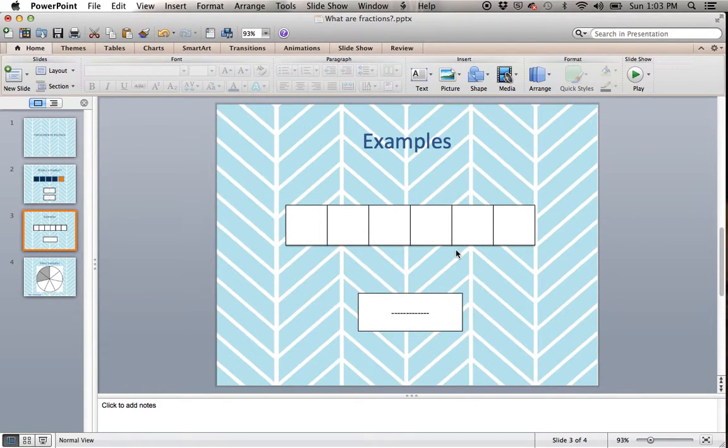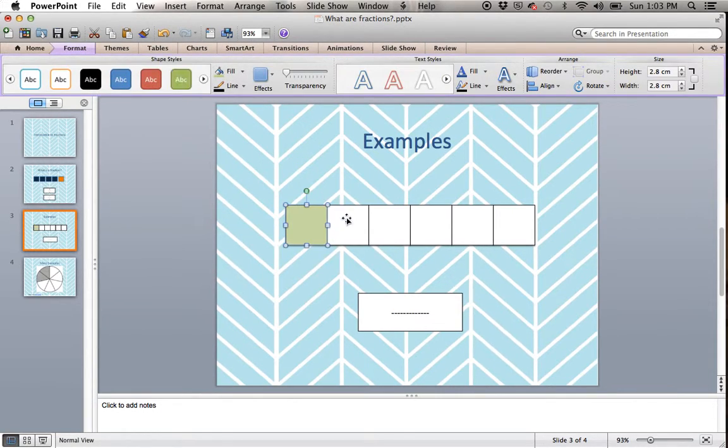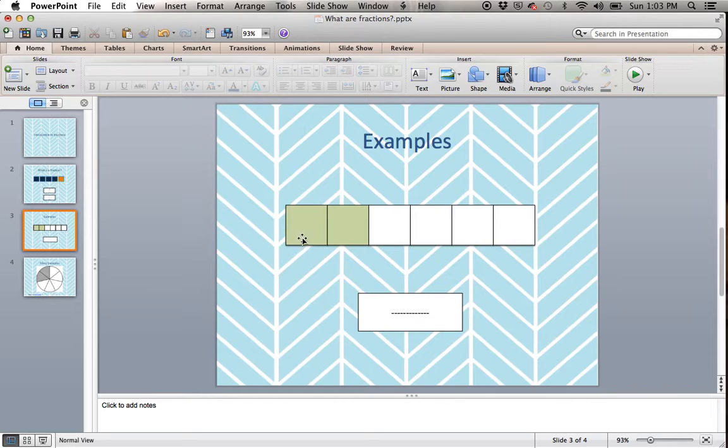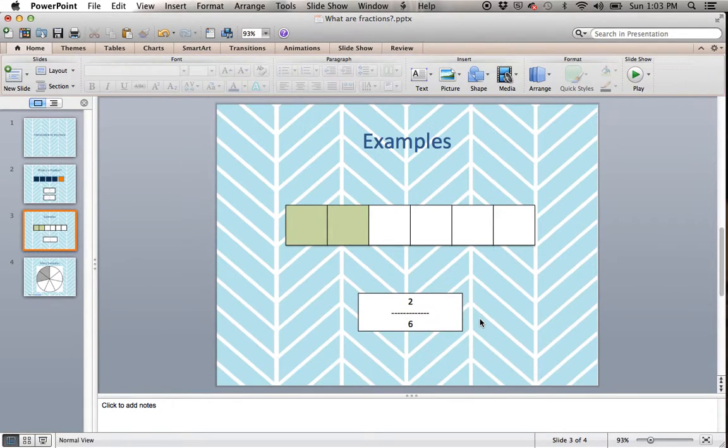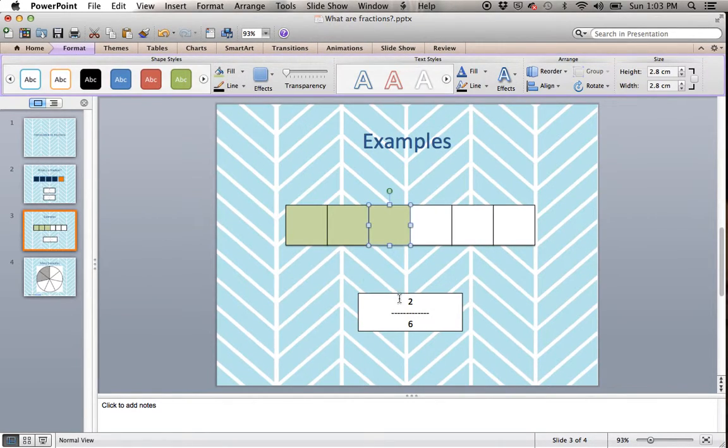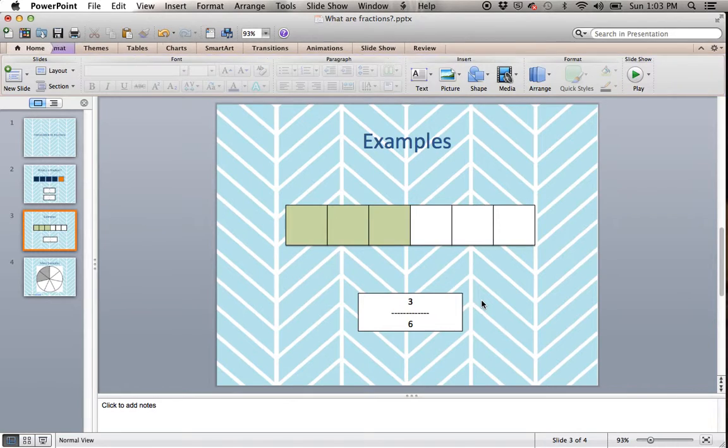Here is an example of how we can use fraction strips to illustrate fractions. In this strip, there are 6 squares in total. If we colored in 2 squares, our fraction would be 2/6. And we write it like this. If we colored in 3 squares, our fraction would then be 3/6, and so on.